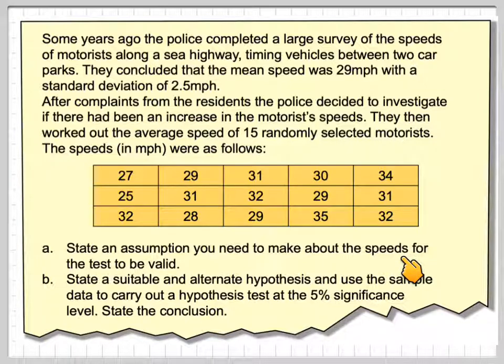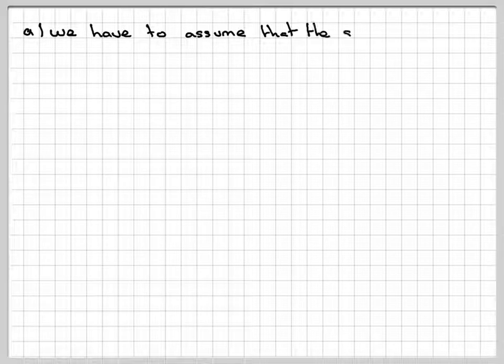State the assumption you need to make about the speeds for the test to be valid. State a suitable null and alternate hypothesis, and use the sample data to carry out the hypothesis test at 5% significance level. State the conclusion. So, the assumption is that the original data is normally distributed.